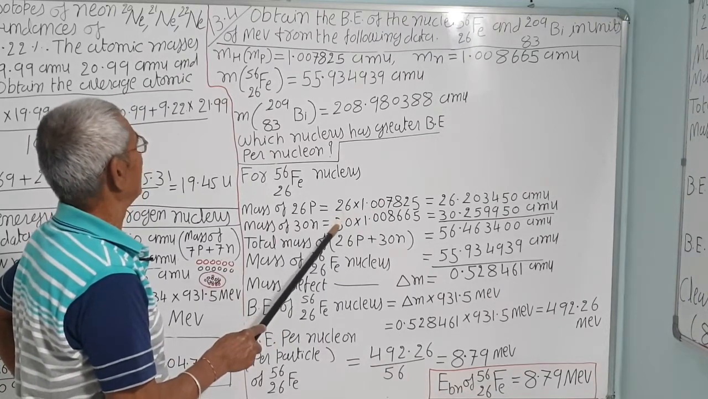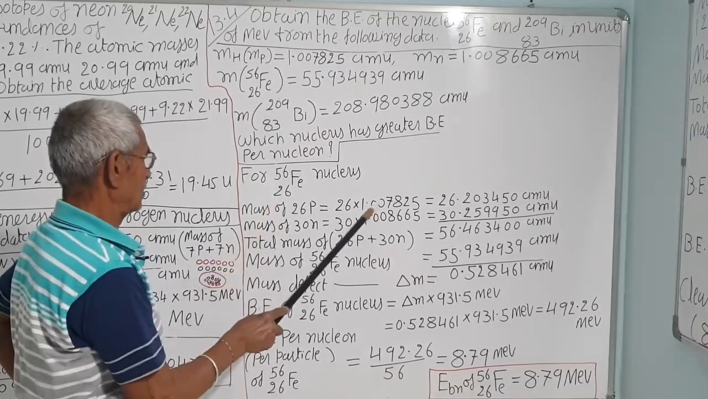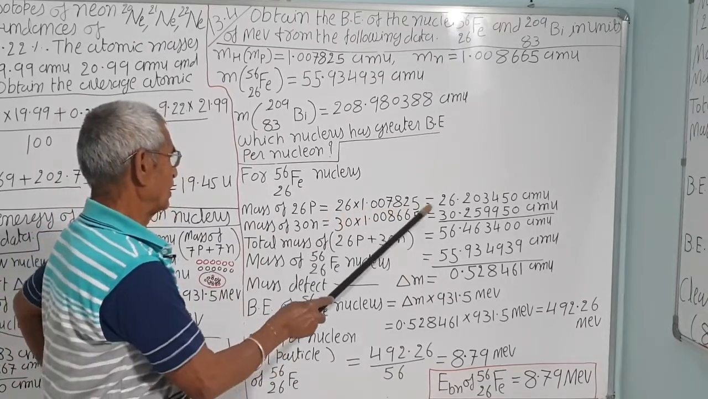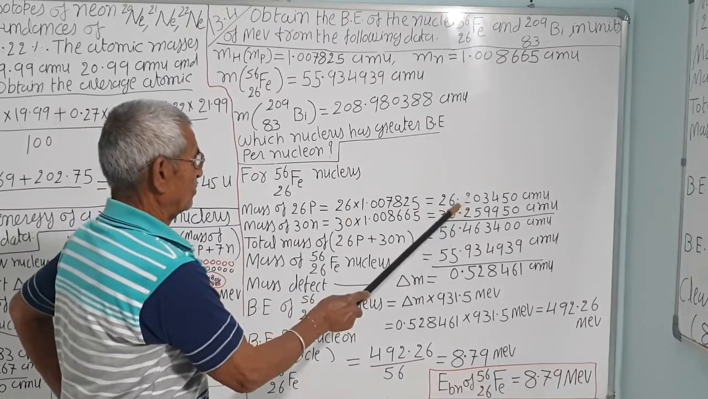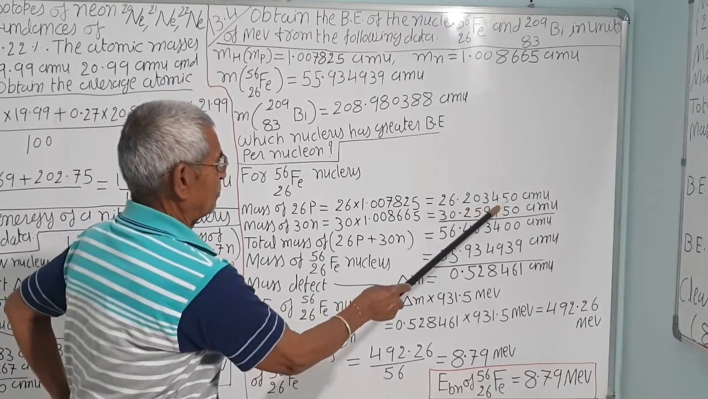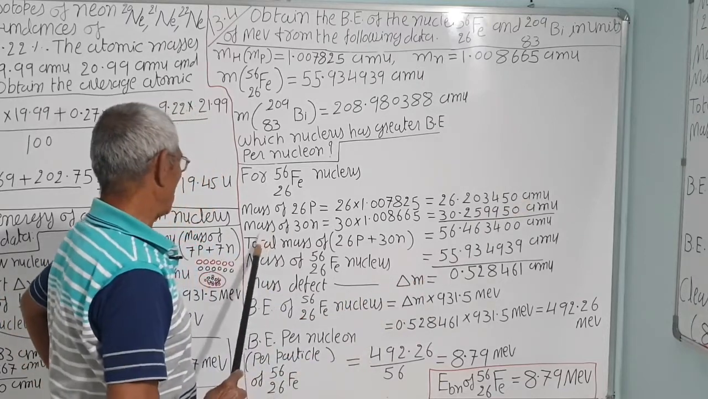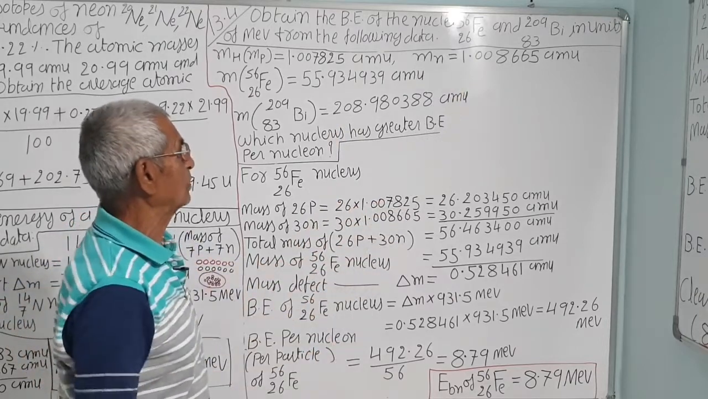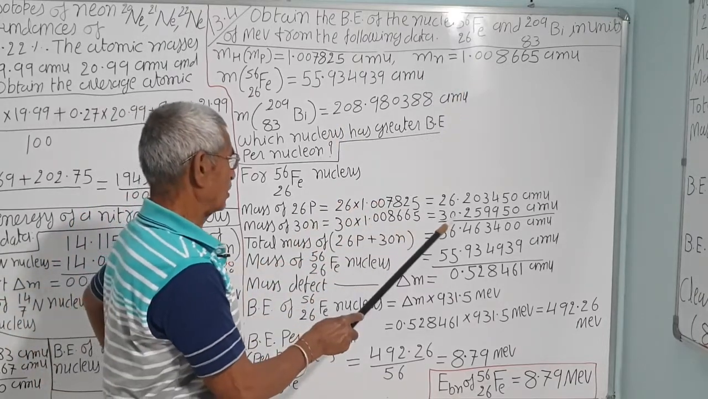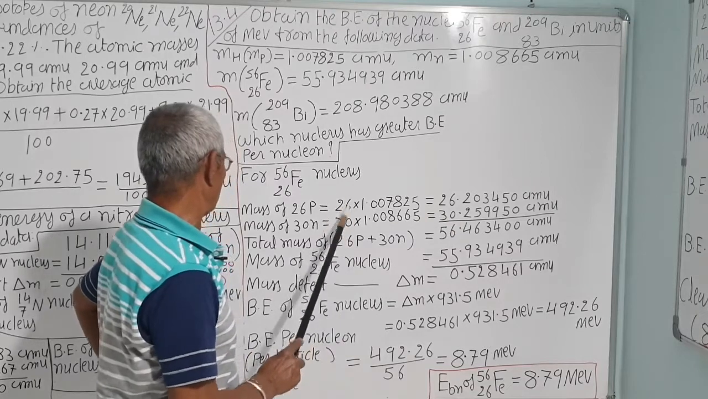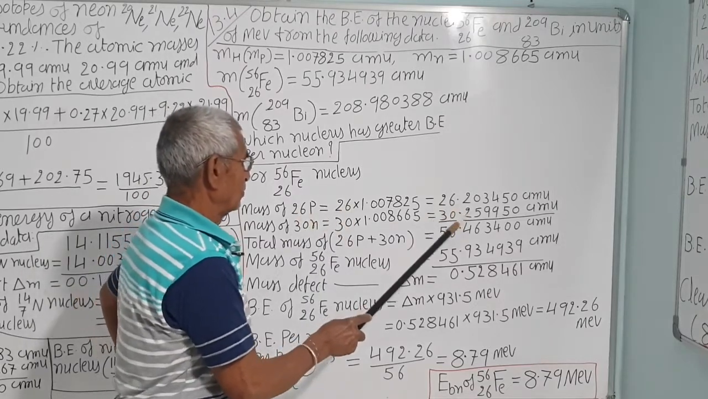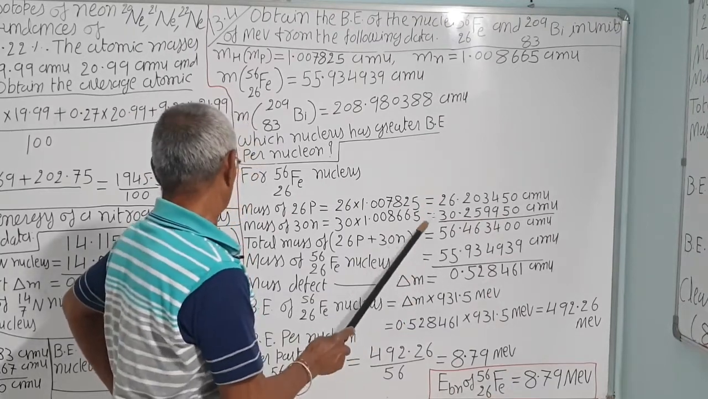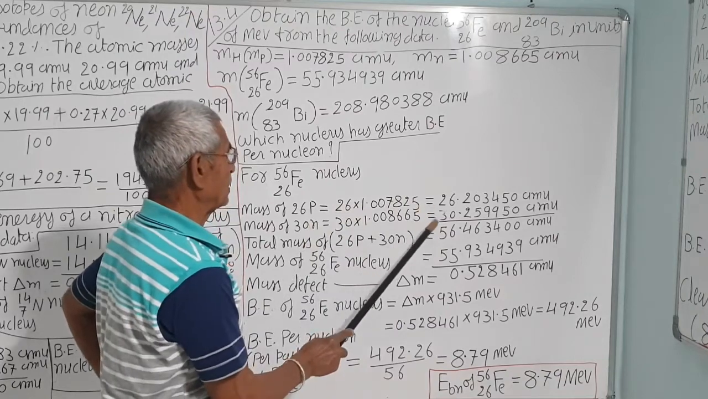The mass of 1 proton is 1.007825 atomic mass unit, multiplied by 26, that is equal to 26.203450 atomic mass unit. The mass of 30 neutrons is 30 multiplied by the mass of a neutron, that is 1.0086. You multiply this, it is around 30.259950 atomic mass unit. This is the mass of the 26 protons and 30 neutrons in the isolated form.